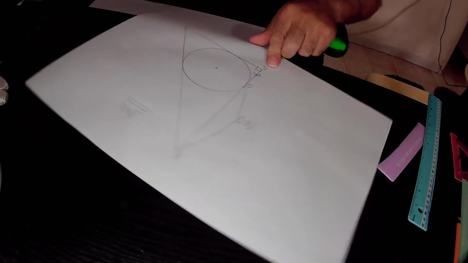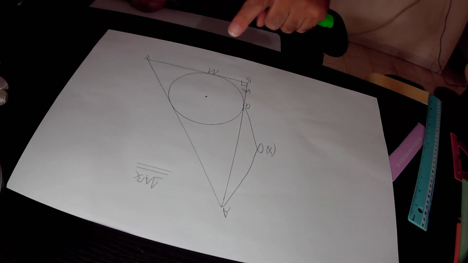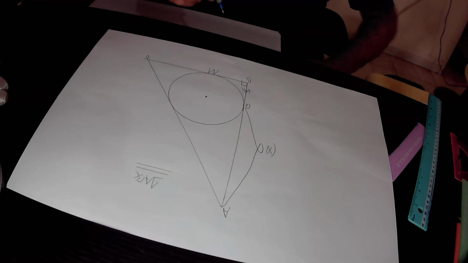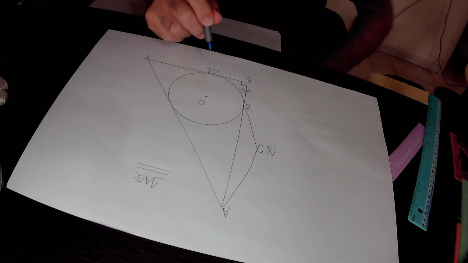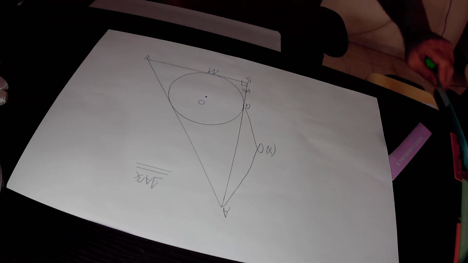Now define the center of this circle. This point is point O. We define the radius of this circle as R, and join points O and M together by a straight line.